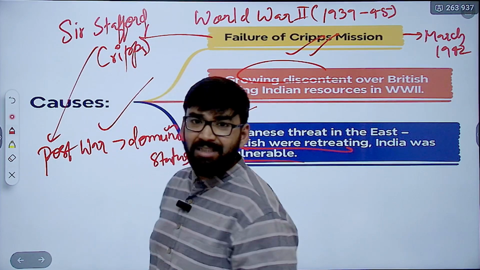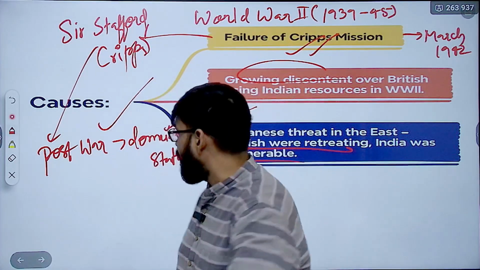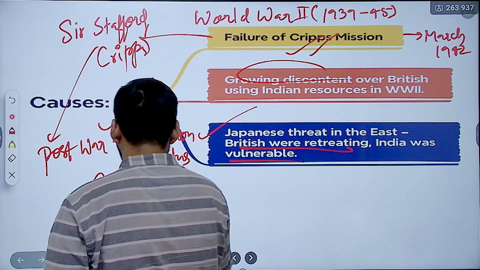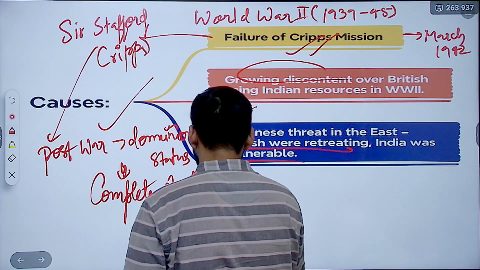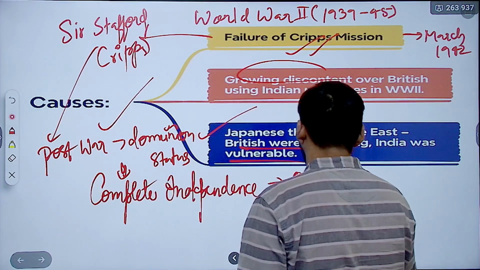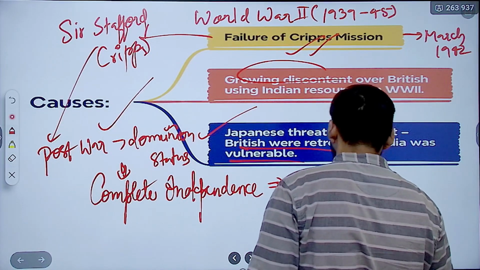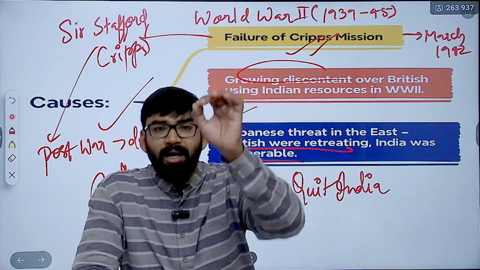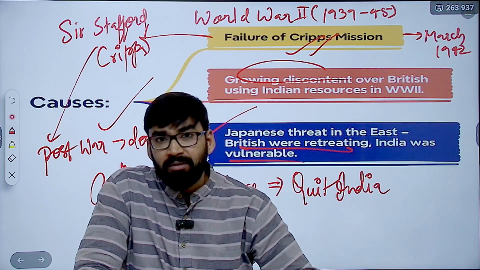Clear? So Gandhi ji said, now our demand is not for the dominion status, our demand is complete independence. That means British should quit India. This was the demand of Gandhiji.